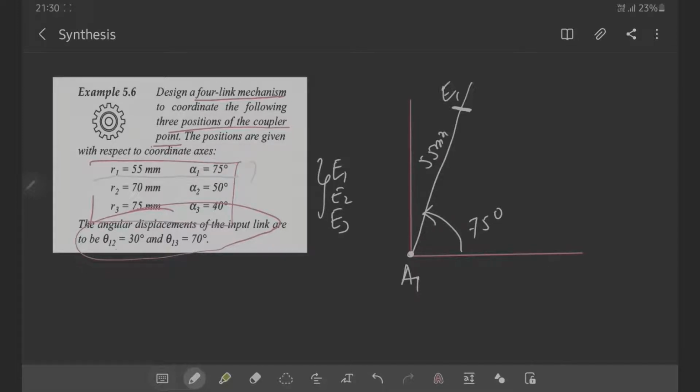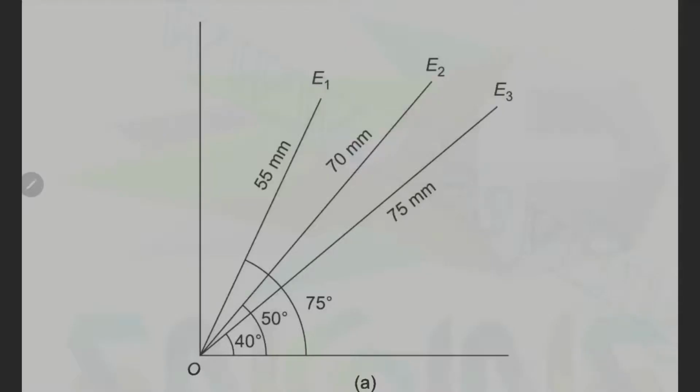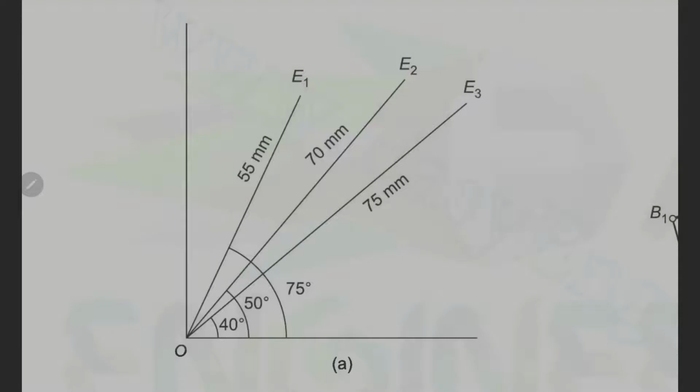Similarly, if you point E2 and E3, they will be somewhere here, lying around 50 degrees and 40 degrees. Once it is constructed according to the given polar coordinates, the points E1, E2 and E3 will be somewhat like this. This is our current system of points E1, E2 and E3. These are also called coupler points, as I already mentioned. The next step of synthesizing the mechanism is to rotate these particular points E2 and E3.